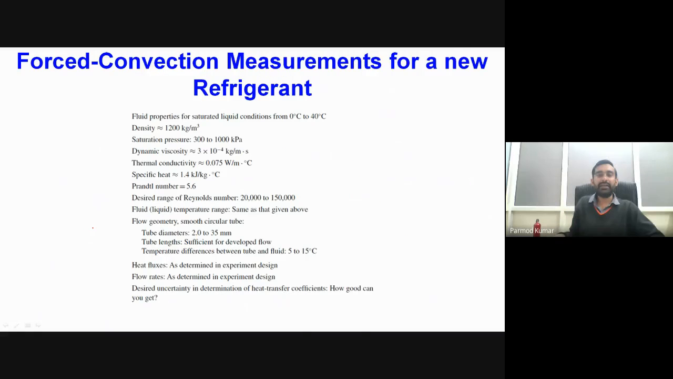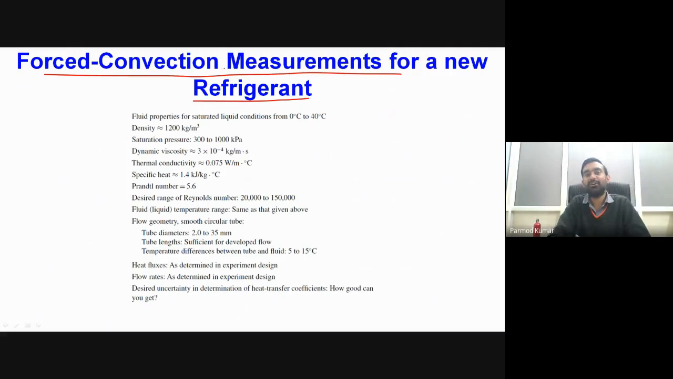Now, let us take one example. This is a case study, and with the help of this case study, let us see how we approach designing the experimental setup. This particular case study is on forced convection measurement for a new refrigerant. For example, some manufacturer has come up with a new refrigerant, and the manufacturer wants to check the forced convection characteristics of this refrigerant before using it in practical conditions.